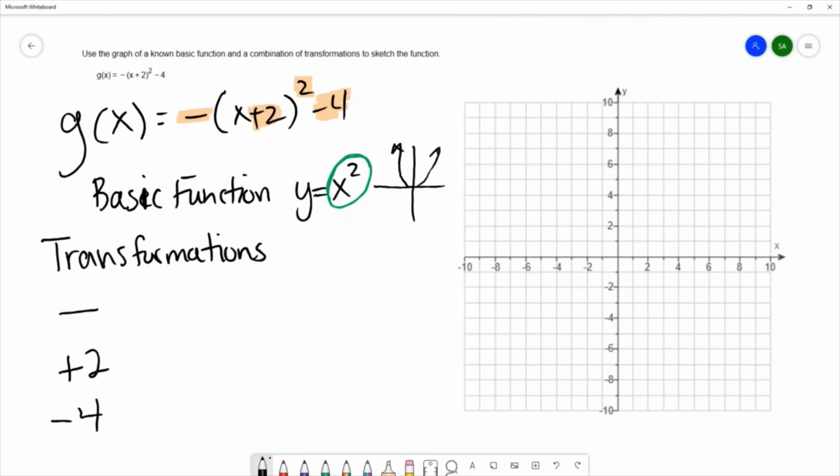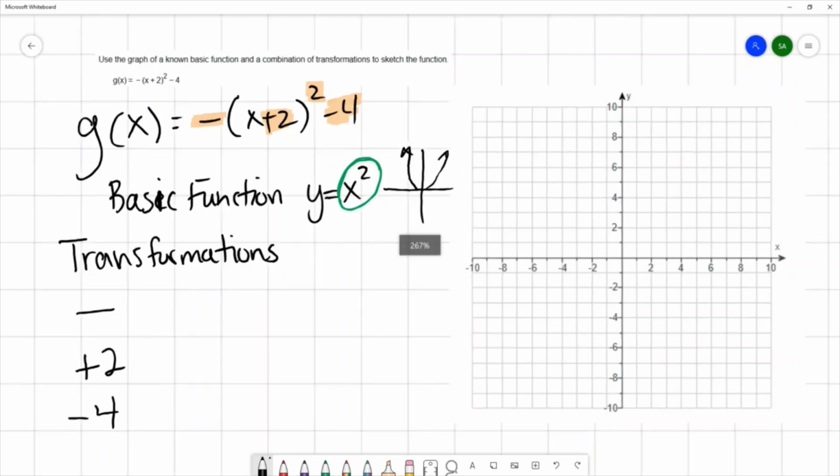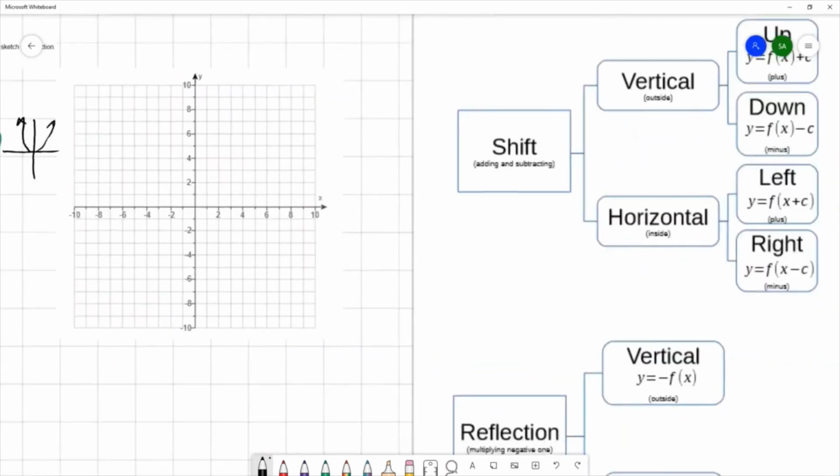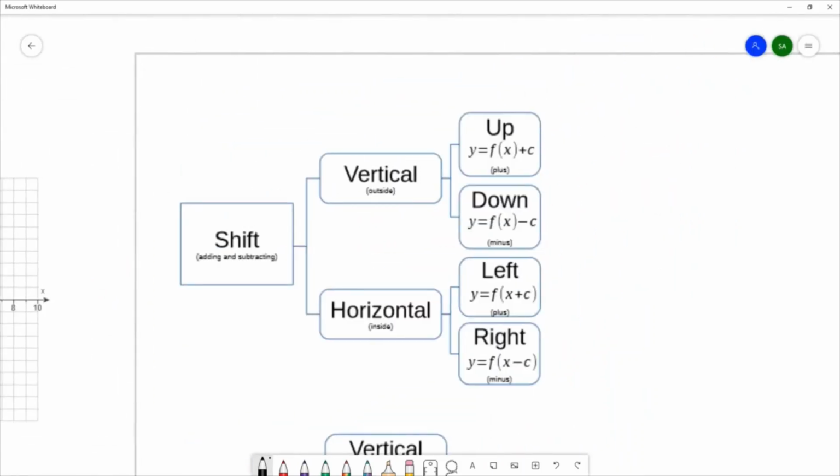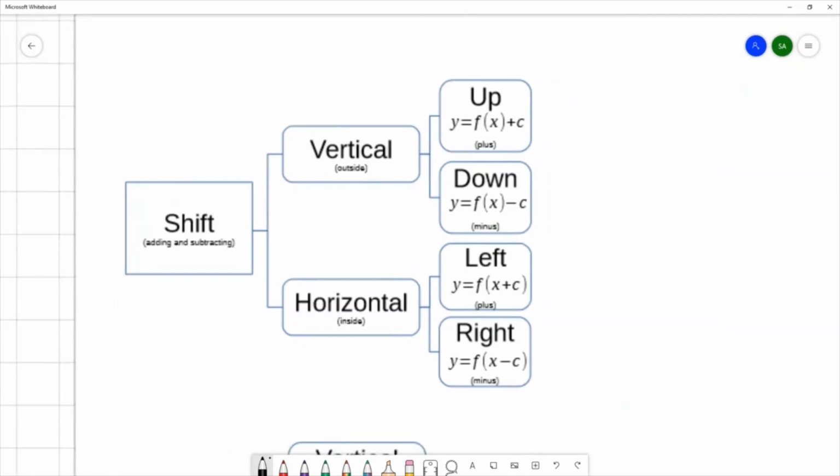So I have a little flowchart over here. We're going to take a look at these different transformations. So we have a transformation of a shift, and a shift is when you are adding or subtracting. So if your operation is adding or subtracting onto your basic function, then you may have a shift in the graph. That adding or subtracting can be inside or outside the base function, and that makes a difference about whether your shift is going to go up or down, or left or right.